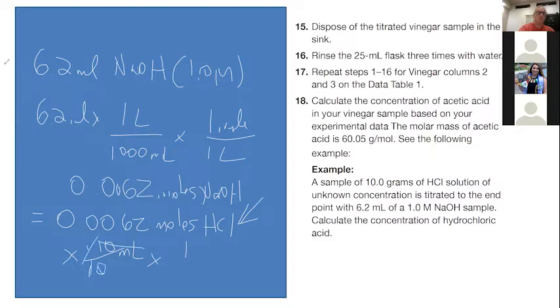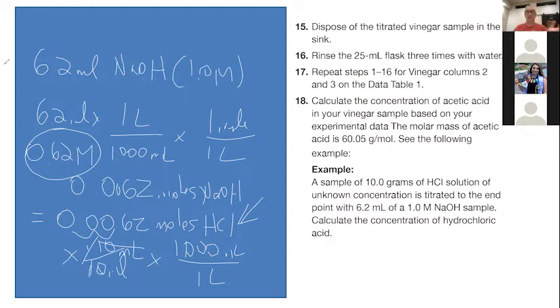1 over 10 mils. There we go. 1,000 mils over 1 liter. And so I multiply this by 1,000. I actually multiply this by 100. So my final concentration is 0.62 molar.